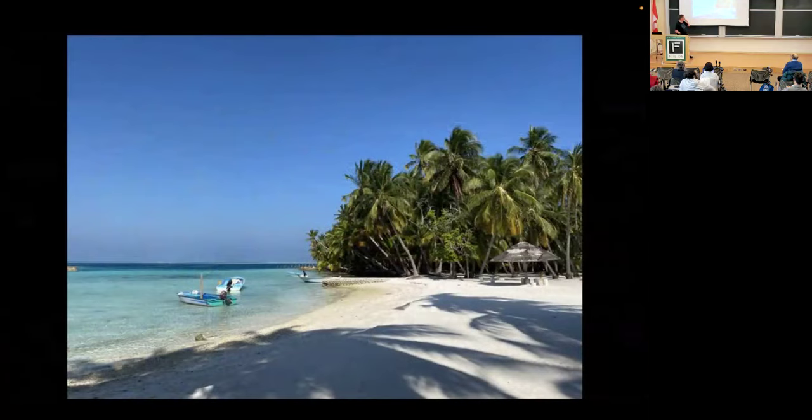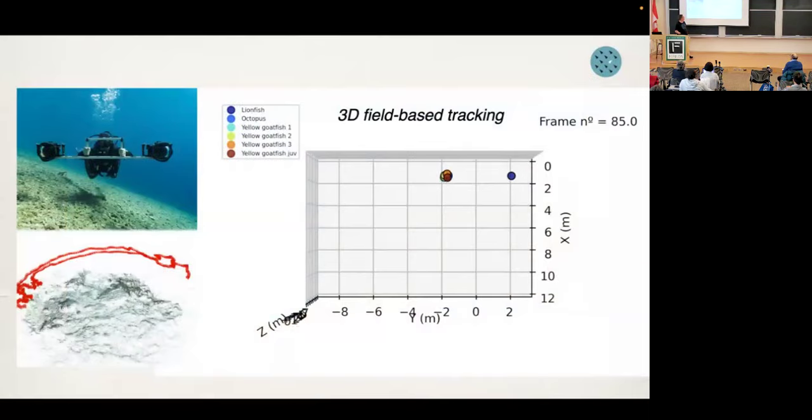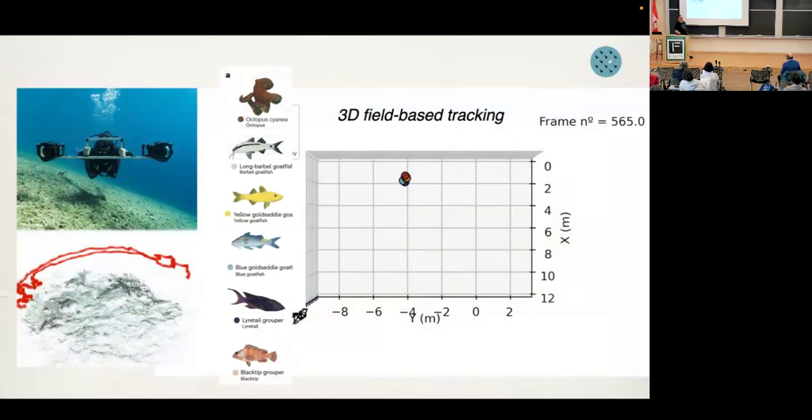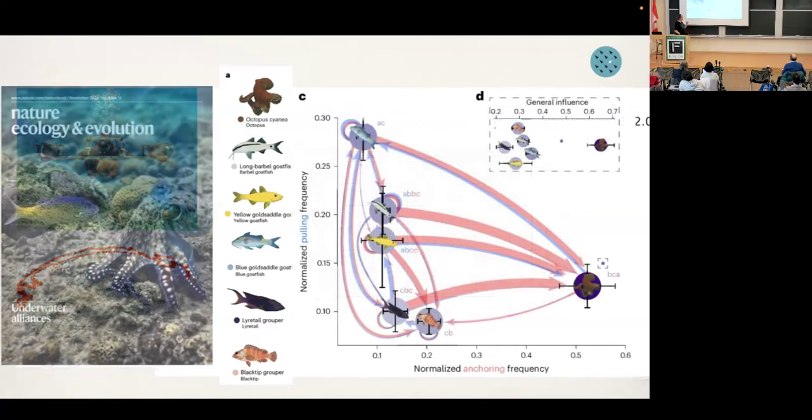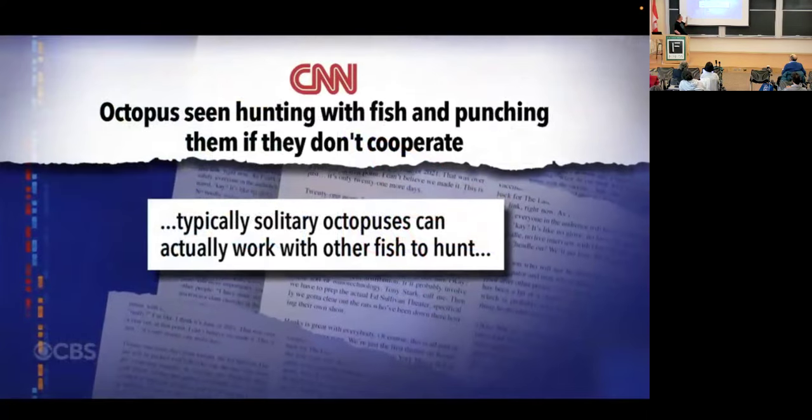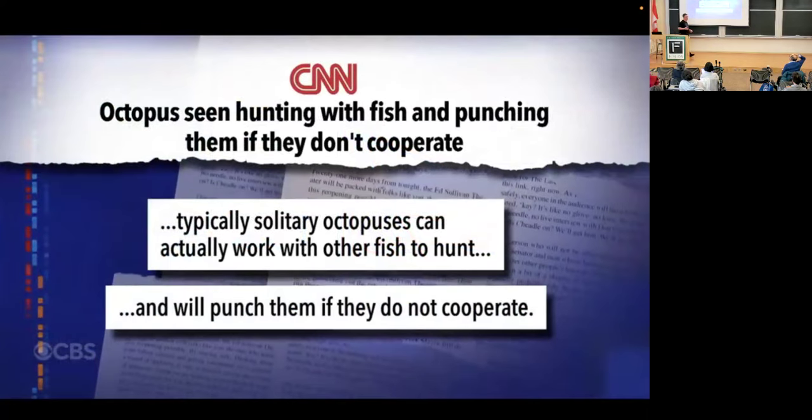And we get to work in some pretty arduous environments, such as here studying octopus, which were thought to be solitary, but they are solitary only with other octopus. They have complex social lives with multiple species of fish with whom they almost always hunt, with a complex network of associations. But when the paper was published, there was only one thing that the press was interested in, which is that the octopus will also punch individuals if they do not cooperate within these hunting groups.